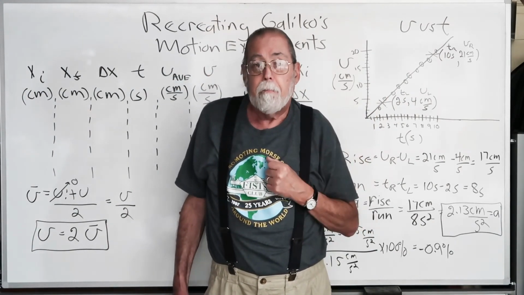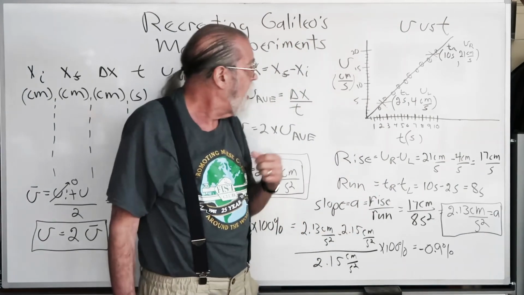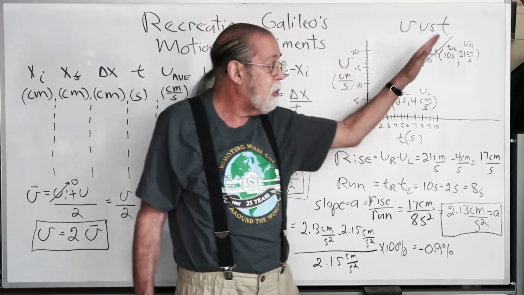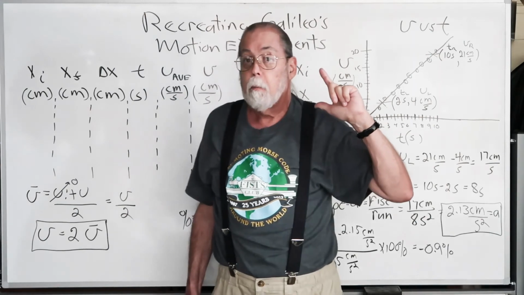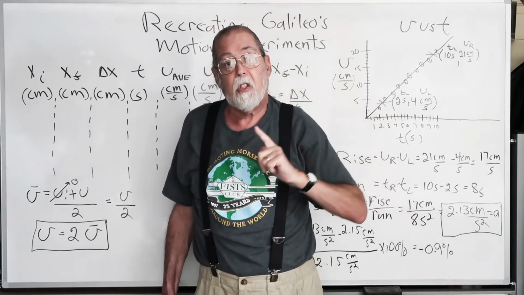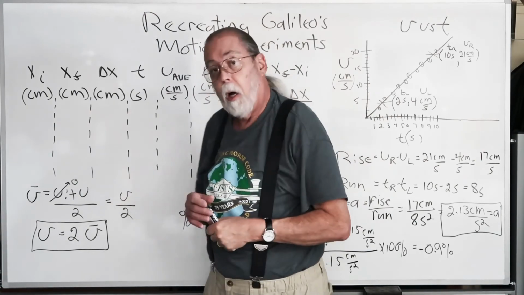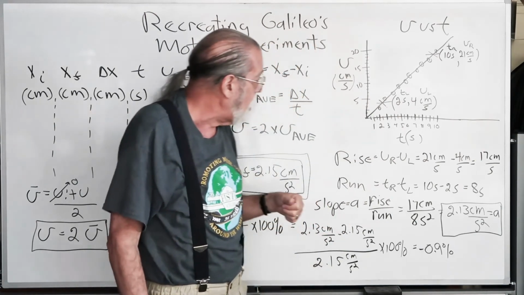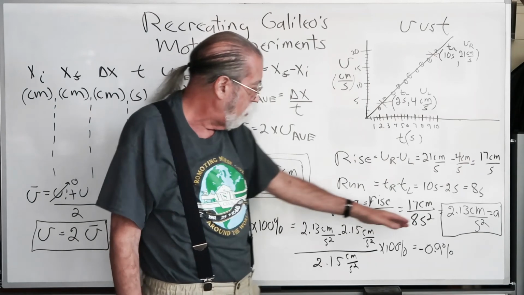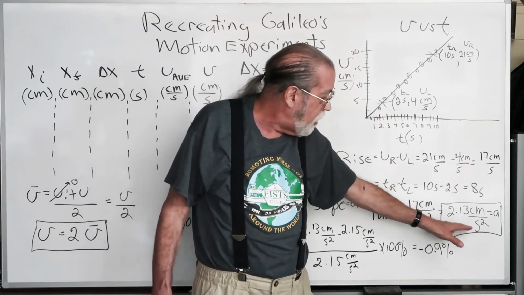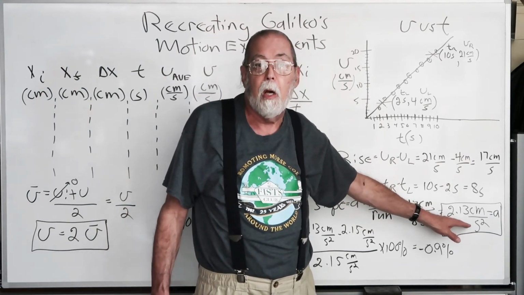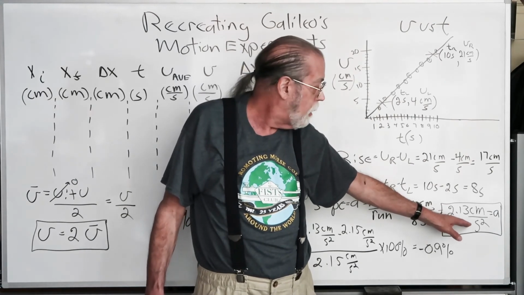Well, that's it. That's all we're doing in this. We're trying to determine, do we get a straight line? If we do, that means the acceleration is constant. Did we get a straight line? Well, you kind of know what's going to happen. Also, what actually is the acceleration? Well, turns out to be just a few centimeters per second squared, just a couple of centimeters per second squared.